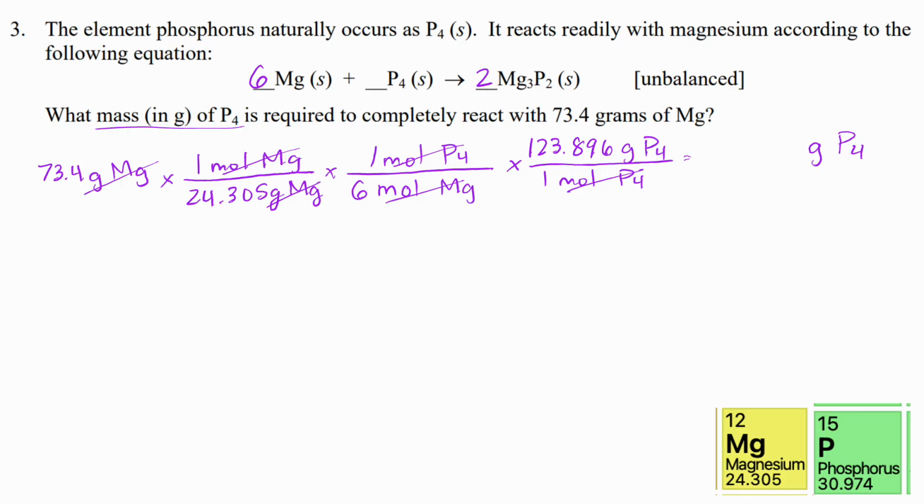So let's go ahead and do the math. In our calculator, we will do 73.4 divided by 24.305, press equals, divide that number by 6, press equals, and then multiply that number by 123.896. We are given our original number as 73.4, which is 3 significant figures. So in our calculator, we end up getting 62.36005. So 3 significant figures would be here. The 6 does in fact round up. So our final answer would be 62.4 grams of P4.